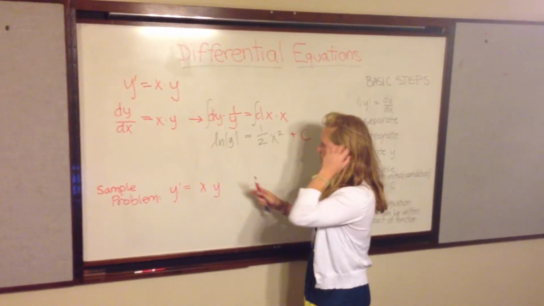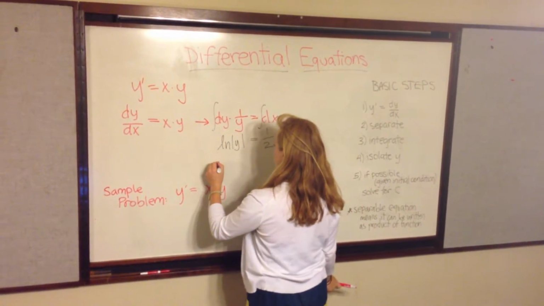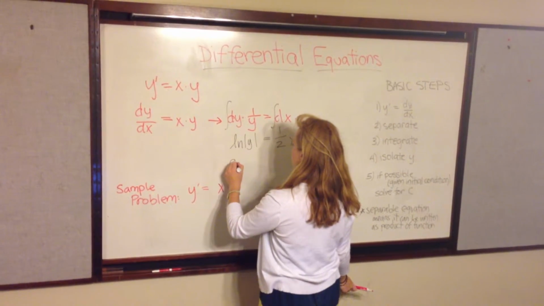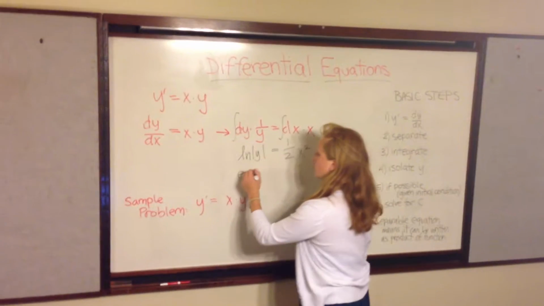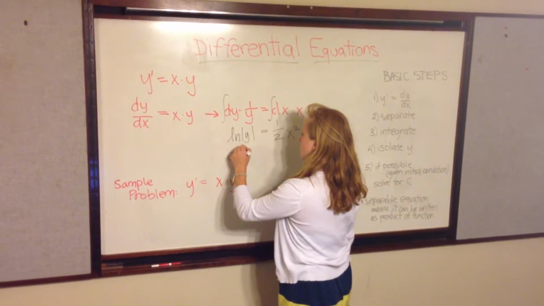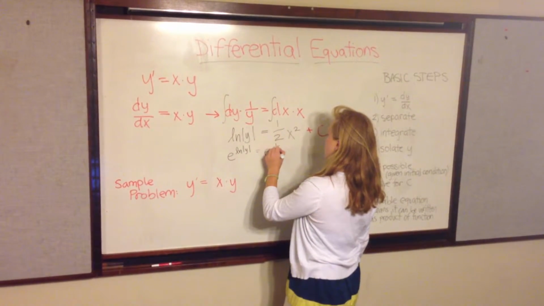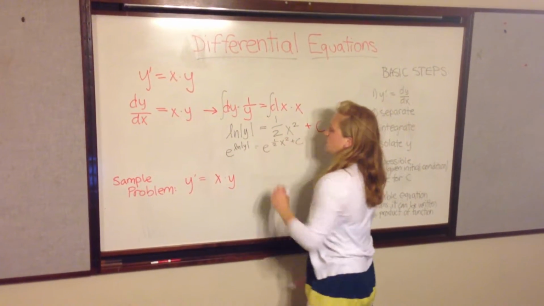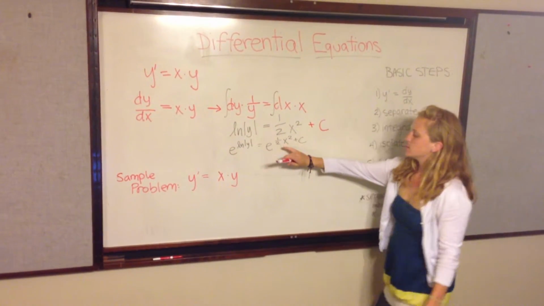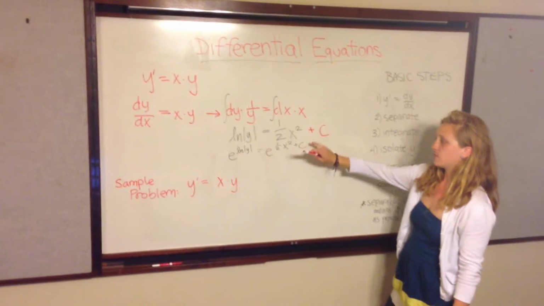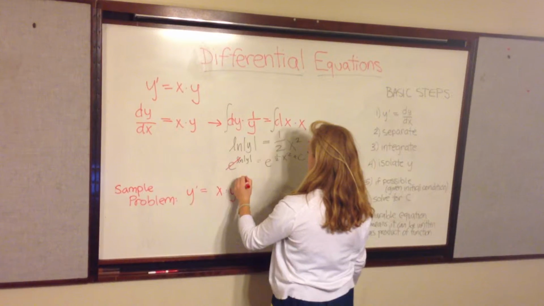Then, if we want to go about isolating y, we raise e to the natural log, and that will give us just y. So e raised to the natural log of the absolute value of y equals e to the 1/2 x squared plus c. We raise it all, and then those cross out.